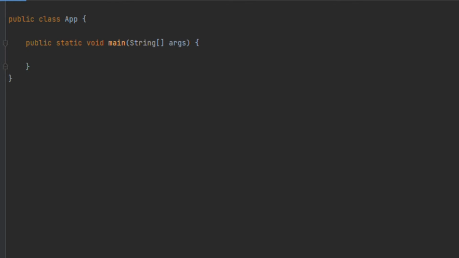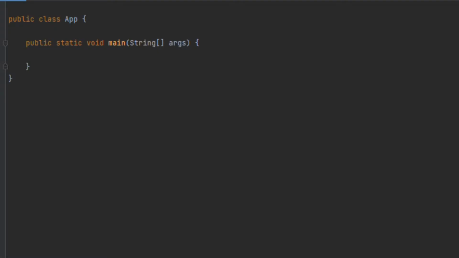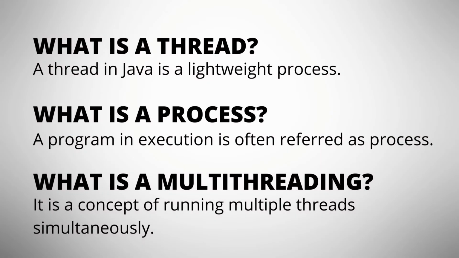So, for instance, if we create a simple program to print "Hello World," it means at least one thread will exist in the program. But a process can also have multiple threads that can run concurrently with the other threads of the same process. Now that we understand the concept of thread and process, let's see what multithreading is about. Multithreading refers to the execution of two or more threads simultaneously.